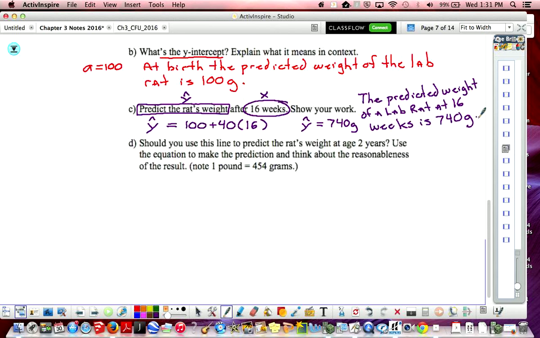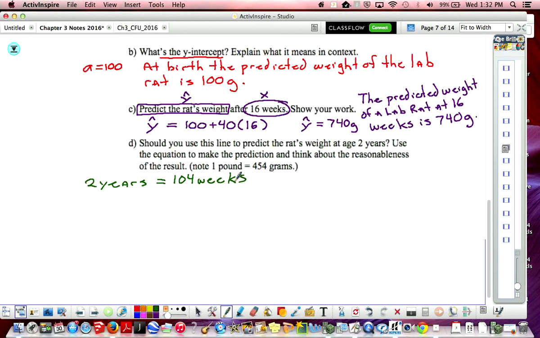However, let's take a look at D. Again, this is a lab rat, not a sewer rat. Because I know that when we do D, some of you might say, well, sewer rats sometimes get this big. It says, should you use this line to predict the rat's weight at age 2 years? Well, what does 2 years equal in weeks? 104. 52 weeks in a year times 2, 104 weeks.